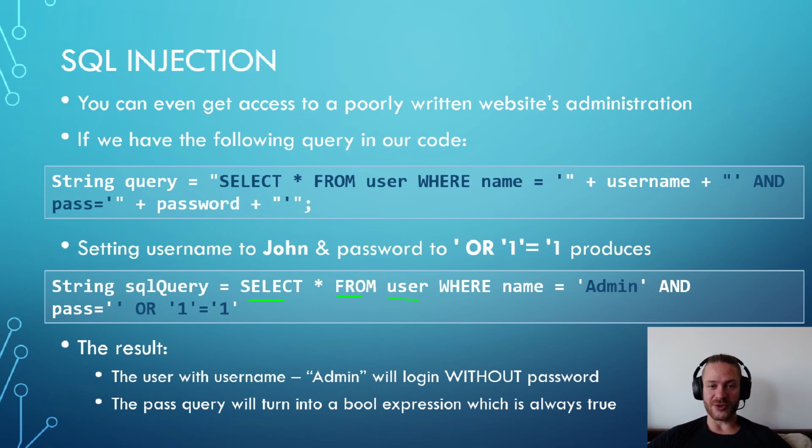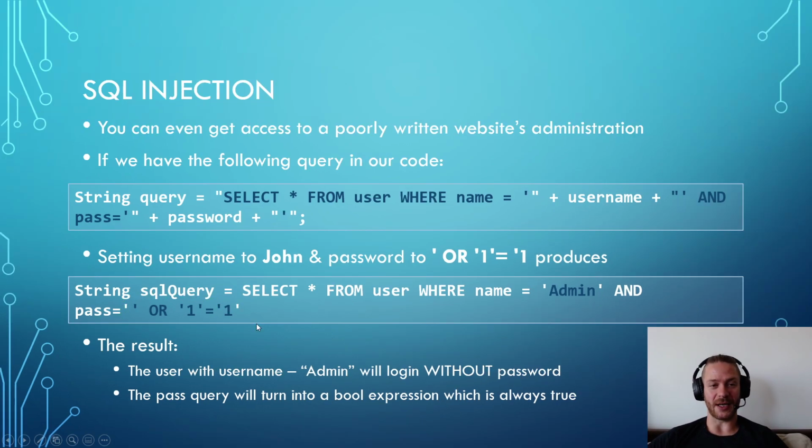So setting the username to John and the password to ' or 1=1 produces the following query. Select from user where name equals admin and pass equals empty text or 1=1, which essentially will allow the database to fetch the admin account with any password. So we can log into the admin without any password, because the query will turn into a Boolean expression which will be always true, and that's problematic.